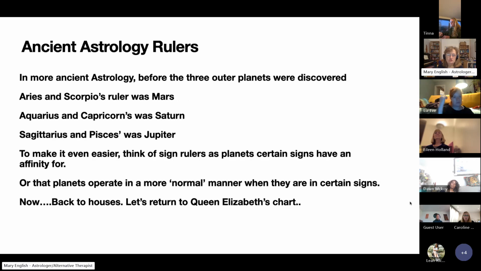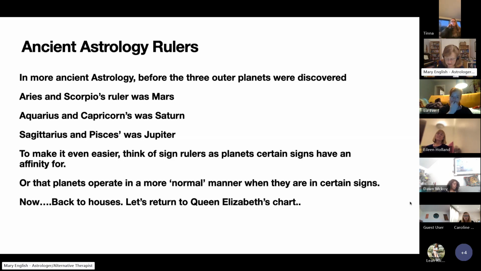In more ancient astrology, before the 3 outer planets were discovered, Aries and Scorpio's ruler was Mars. If you're doing old astrology, and especially Hellenistic astrology, Aquarius and Capricorn's ruler was Saturn, and Sagittarius and Pisces' ruler was Jupiter. To make it even easier, think of sign rulers as planets certain signs have an affinity for, or that planets operate in a more normal manner when they're in certain signs.